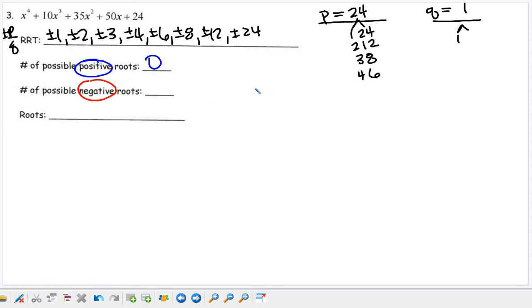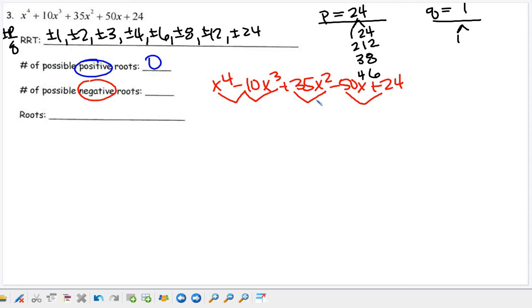So negative, we've got to plug in a negative. So a negative to the fourth is a positive. A negative to the third is a negative. Negative squared is a positive. 50 times a negative would be negative, and then the 24 stays the same. Okay, so positive to negative, 1. Negative to positive, positive to negative, negative to positive. So 1, 2, 3, 4. So we have 4, subtract 2, subtract 2.